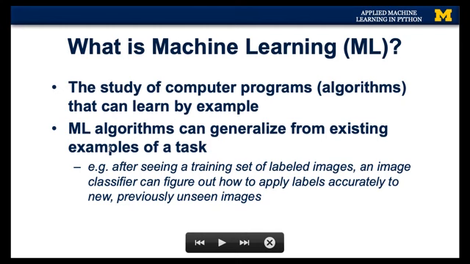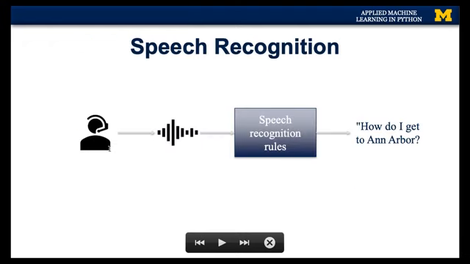Machine learning algorithms can generalize from existing examples of a task. For example, after seeing a training set of labeled images, an image classifier can figure out how to apply labels accurately to new, previously unseen images. So this is an example of machine learning.